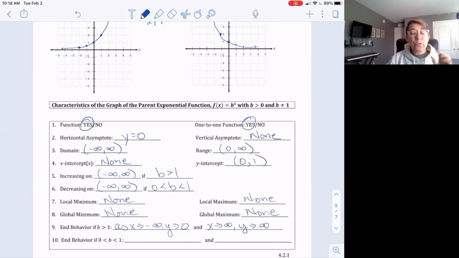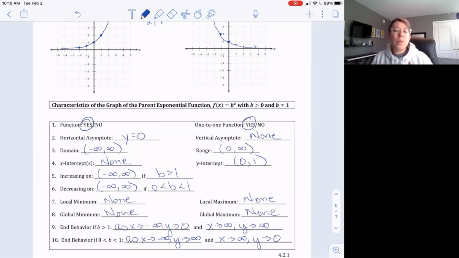The end behavior for a decreasing exponential function, in other words, where your factor is a decay factor between 0 and 1, is backwards. As x is approaching negative infinity, y is approaching infinity. And as x is approaching positive infinity, y is approaching 0.